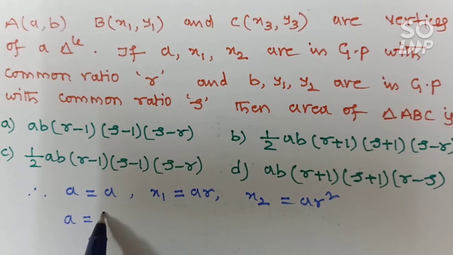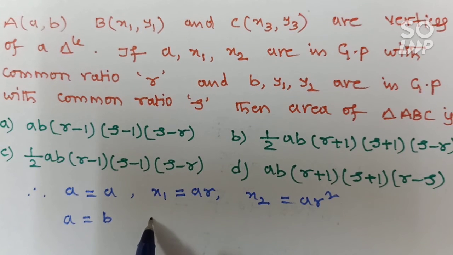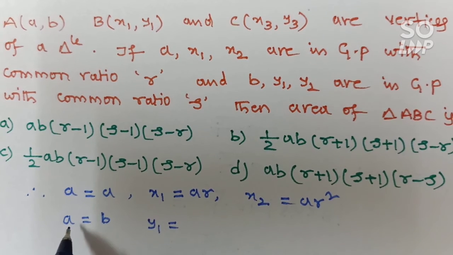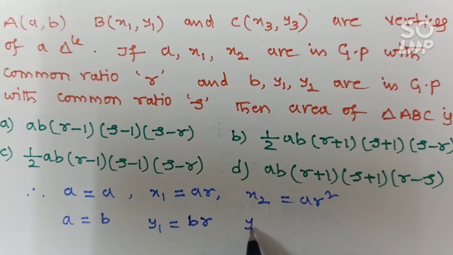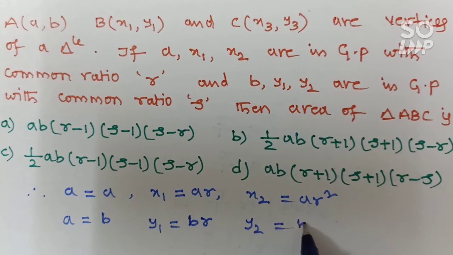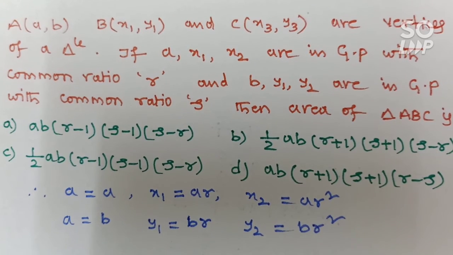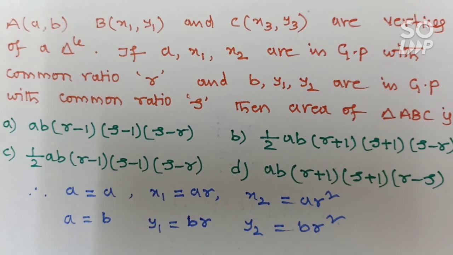First term is a, equal to a. Next, y1 is equal to b. So here y1 is b into this value, r. y2 is equal to b into this value, r squared. So you got it, three coordinates are there, so that means you apply the area of triangle.